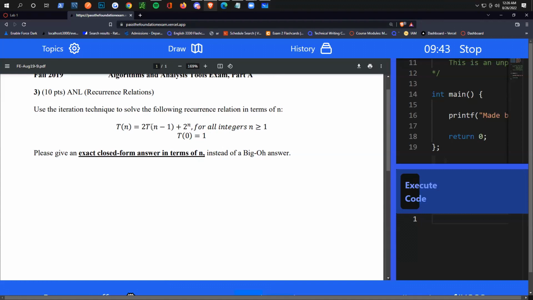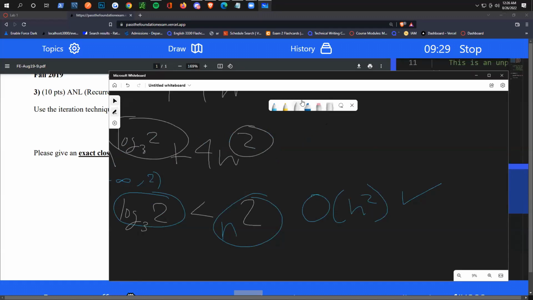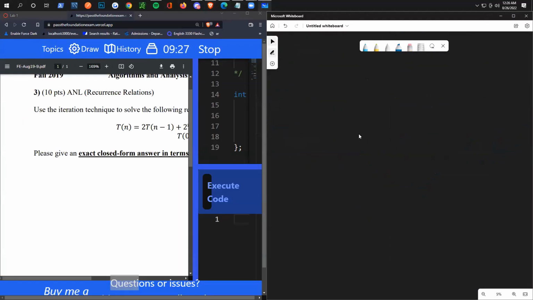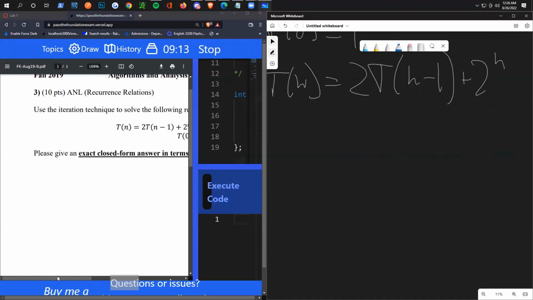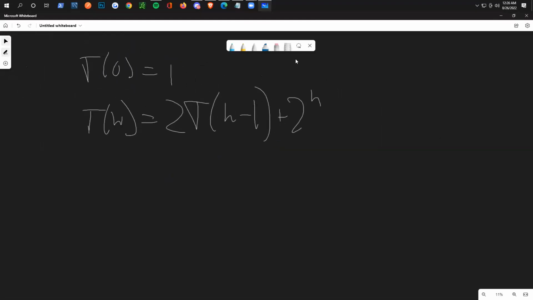So T of n equals 2T of n minus 1 plus 2^n. I'm going to follow the same steps I've been doing. T of 0 equals 1. Let me just see real quick what it says it is. Okay, perfect. For all integers less than or equal to 1. I mean, we don't really care about that, honestly, but why not? Let's write it.